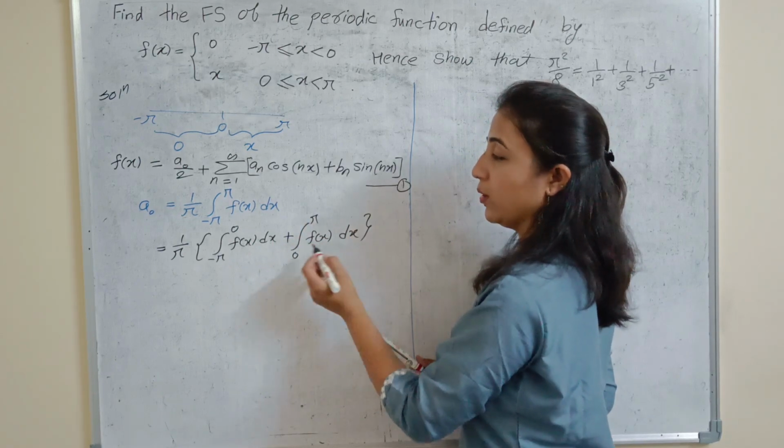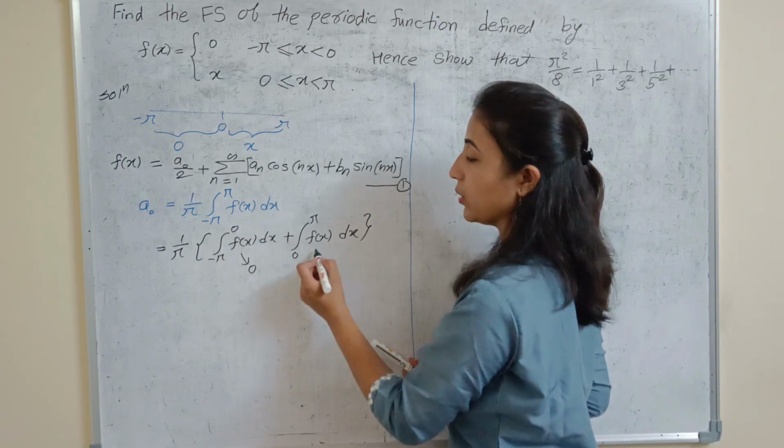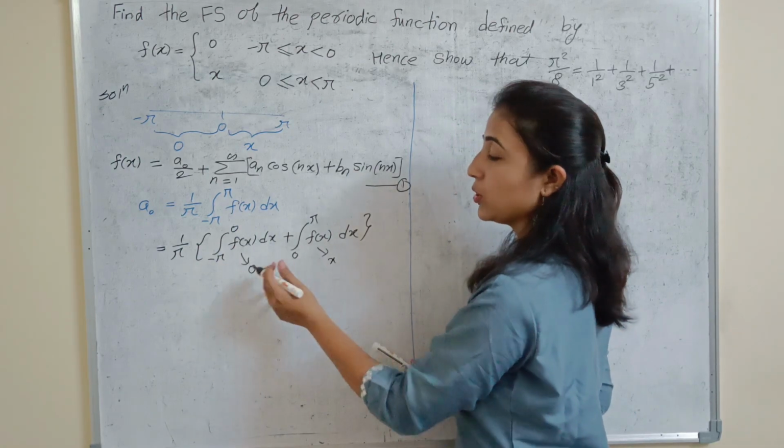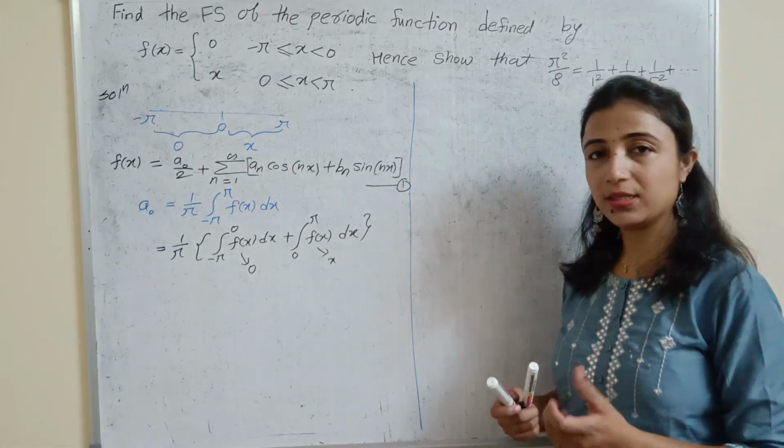Now if we put the value of the function here, in minus pi to 0 the function is 0 and here it is x. So this term is 0, the integration of 0 is 0, so there is no need to write the 0.